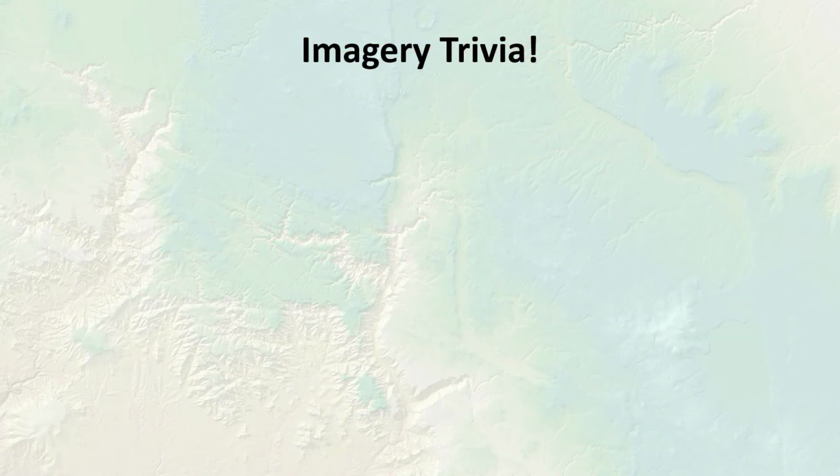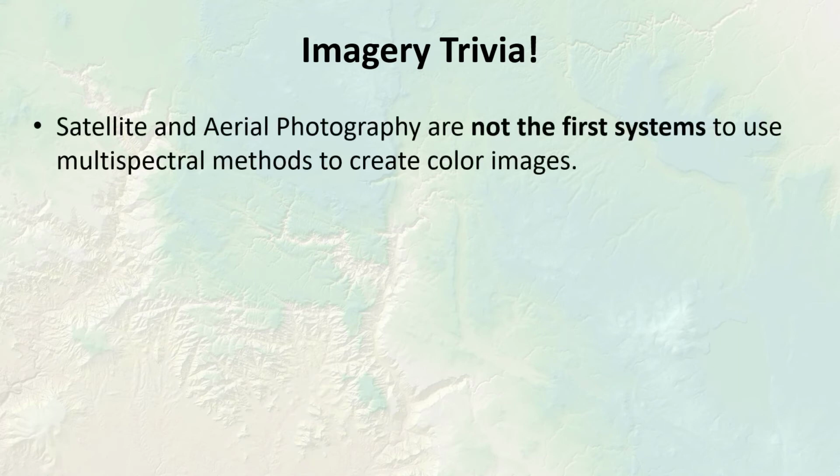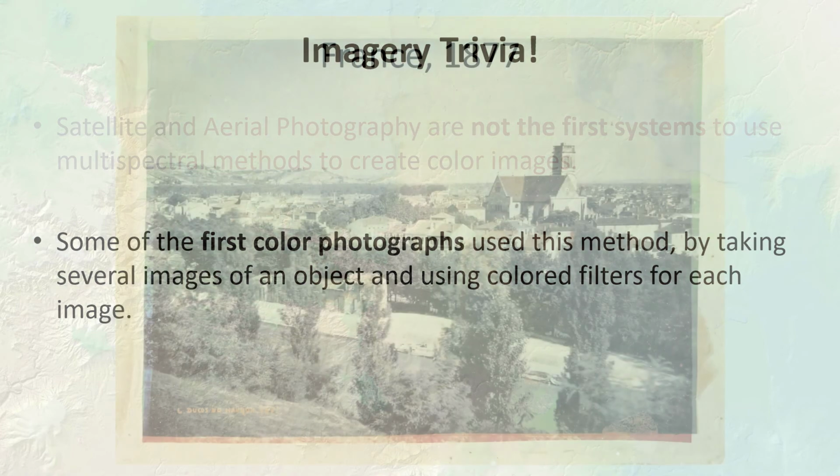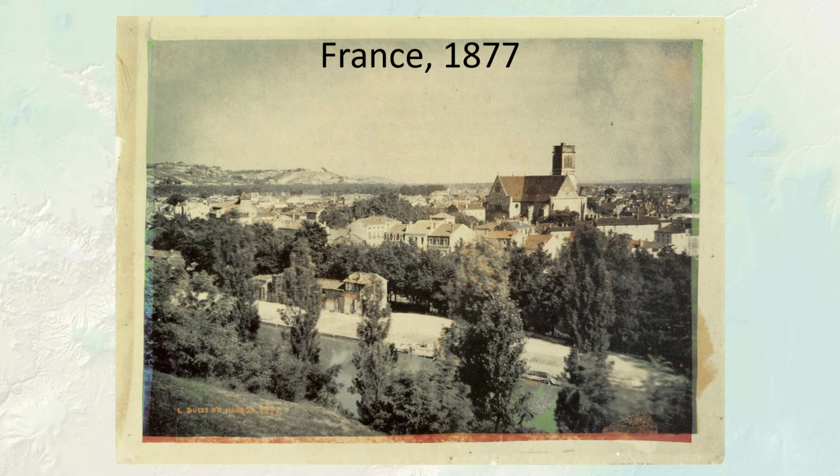Okay, now some cool imagery trivia. We've been discussing this in the context of aerial and satellite photography up to now, but satellite and aerial photography are not the first systems to use this multispectral method to create color images. Some of the very first color photographs ever taken use this method, and they did this by taking several images of an object and using colored filters for each image. So, for example, here's a color photograph taken in 1877, long before there was color film. So it's not a great image, but it is a color image from 150 years ago.